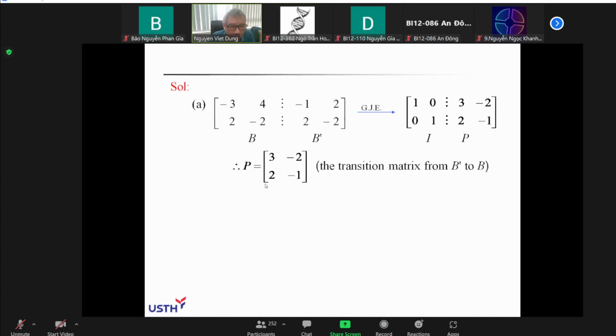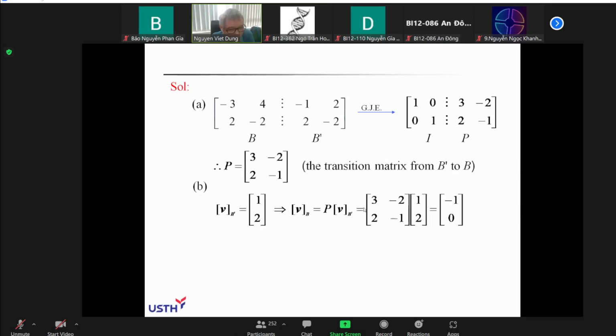That is P equals that, the transition matrix from B prime to B. And you can verify it later, because we can apply our formula: the coordinate of V relative to B equals P multiplied by the coordinate column of V relative to B prime. So whenever we find the transition matrix, we can put it here and multiply with the coordinate of V relative to B prime. You get that one.